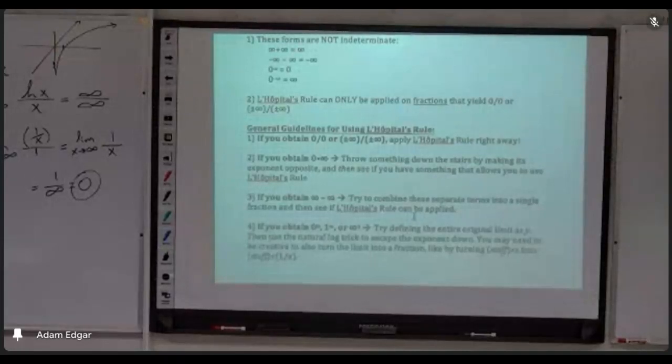Like if you have x to the 5 times e to the negative x, and you're doing the limit as x approaches 0, then this is 0, and this is 1 over... not a good example.